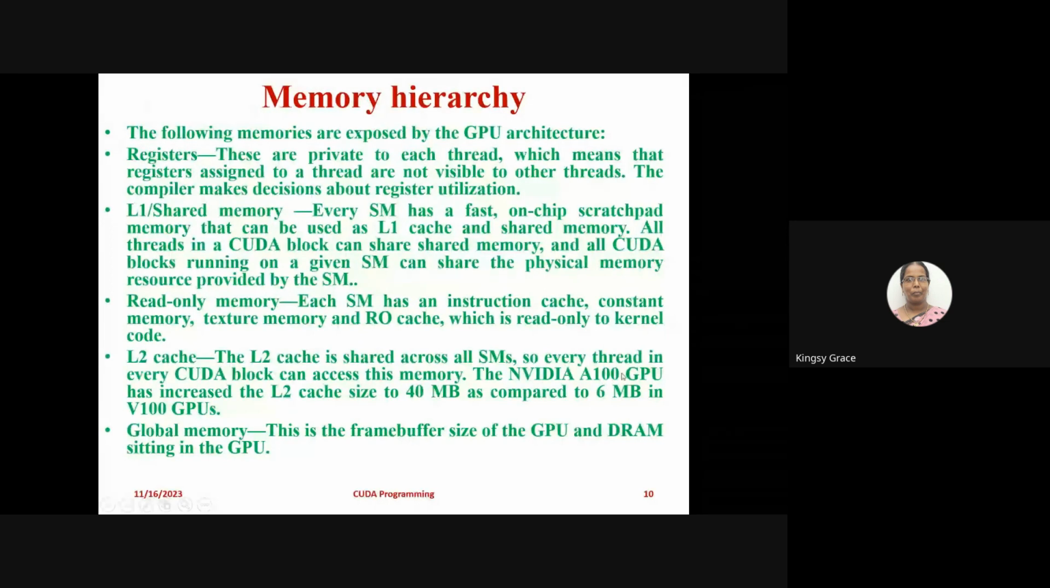Some of the latest NVIDIA GPUs are the A100 and V100. The A100 has an L2 cache size of 40 MB, but the V100, which is previous to the A100, has 6 MB of L2 cache. Global memory is the frame buffer size, because there is no main memory in a GPU.